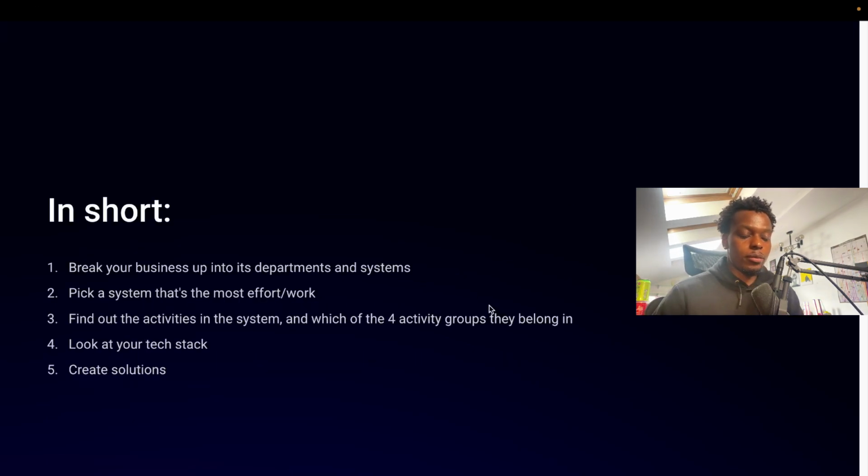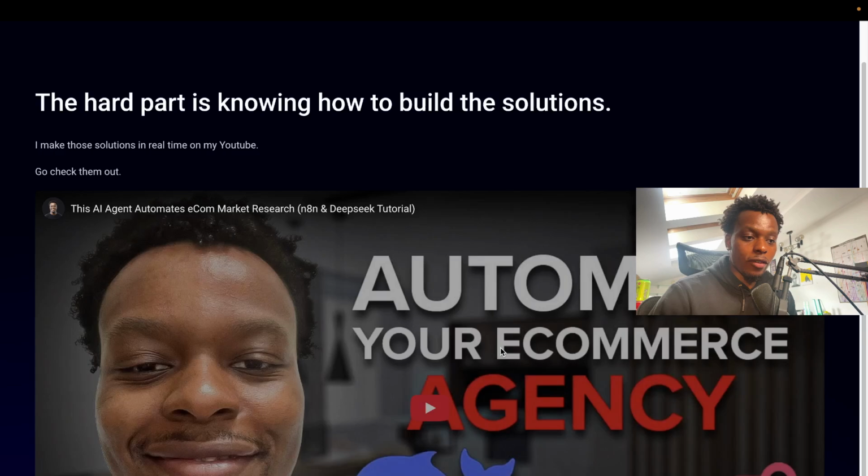So in short, one, you want to break your business up into its departments and its systems. Two, you want to pick a system that's the most effort or the most work to deal with. Three, find out the activities in the system and which of the four activity groups they belong in. Four, look at your tech stack. And then five, start to create solutions using the diagram that I posted above.